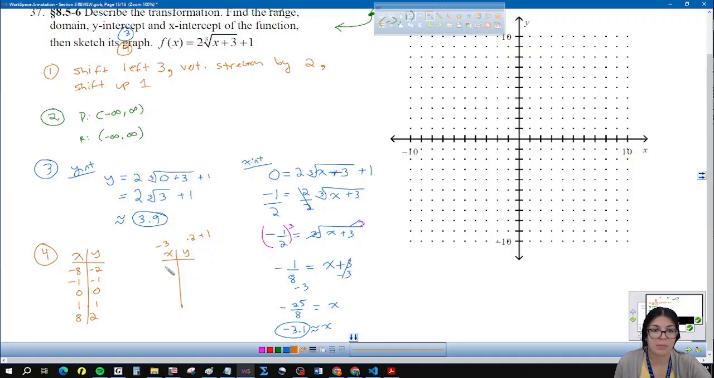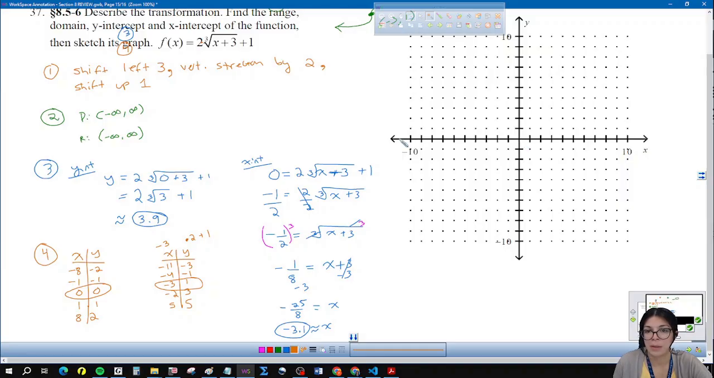So for the x values, negative 8 minus 3 is negative 11, negative 1 minus 3 is negative 4, 0 minus 3 is negative 3, 1 minus 3 is negative 2, and 8 minus 3 is 5. For the y values, first multiply by 2, and then add 1. Negative 2 times 2 is negative 4, plus 1 is negative 3. Negative 1 times 2 is negative 2, plus 1 is negative 1. 0 times 2 is 0, plus 1 is 1. 1 times 2 is 2, plus 1 is 3. 2 times 2 is 4, plus 1 is 5. And remember that our 0, 0 was our original center, so negative 3, 1 is our new center.